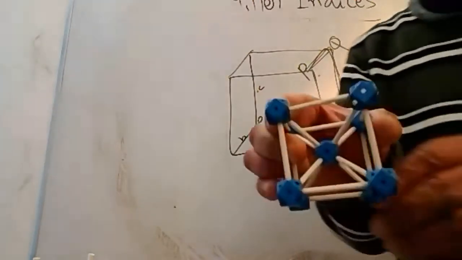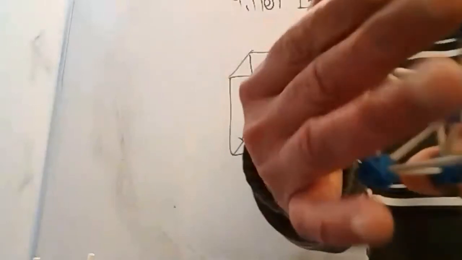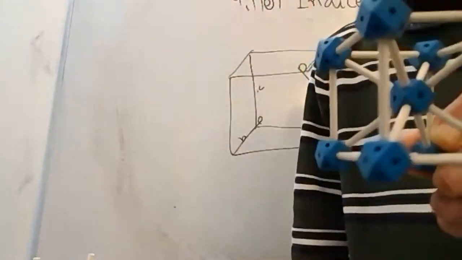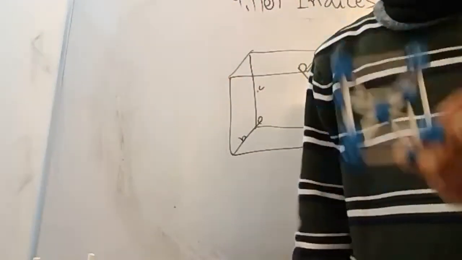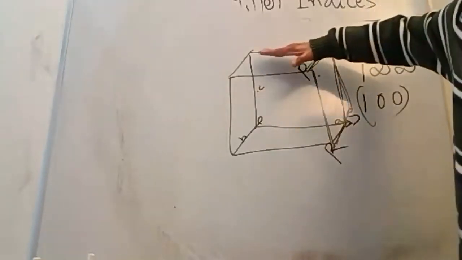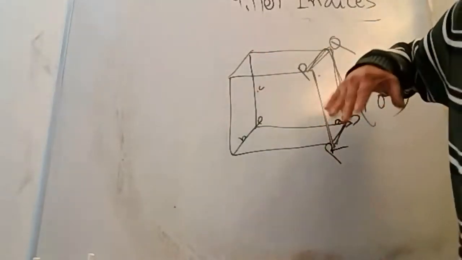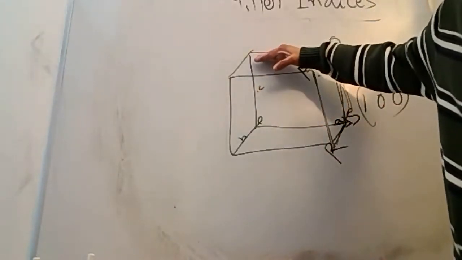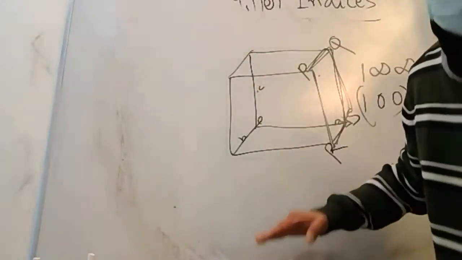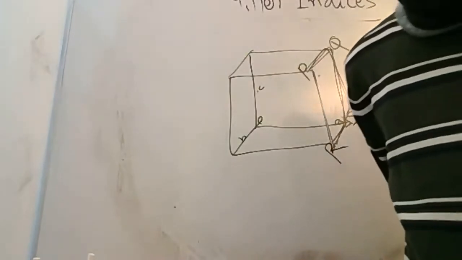So if you look at this side here of this cube, that is your 1, 0, 0 plane. Similarly, if you look at the top plane, that will be the 0, 0, 1 plane. And this is also the 0, 0, 1 plane. So these are all parallel planes. Am I making sense?